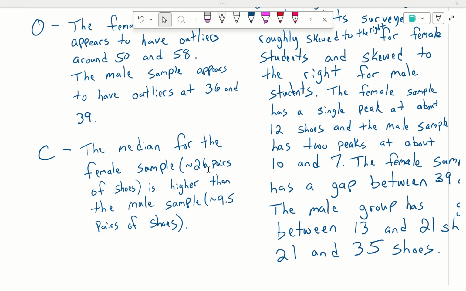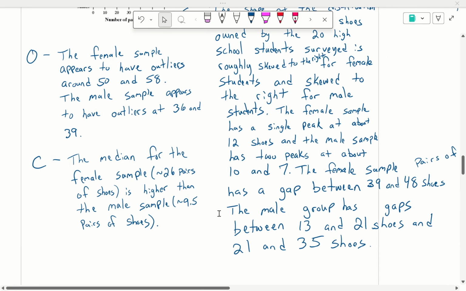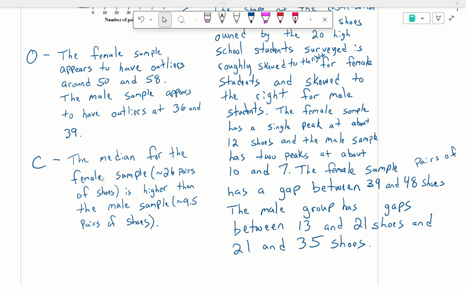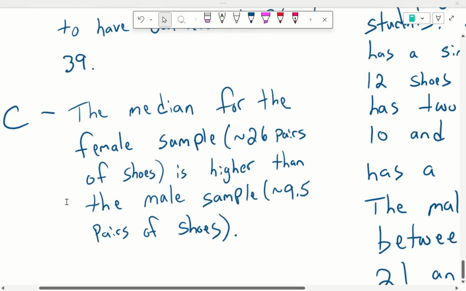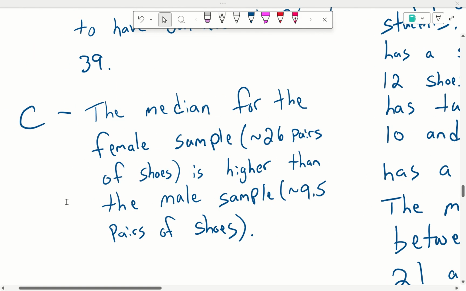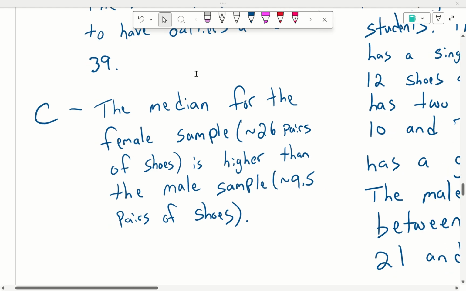And let's also list what those centers are as well. So that about symbol is not necessary. If you said it's 26 pair of the shoes, like, yeah, I would take that. But remember, we want to provide, we don't want to speak in absolutes. We want to provide more general statements whenever possible. So about, roughly, these are good words to use when it's not exactly known.